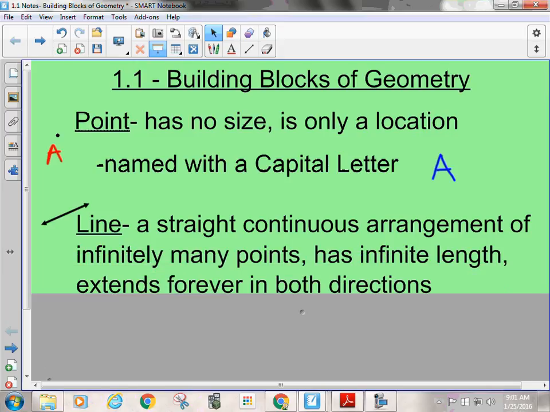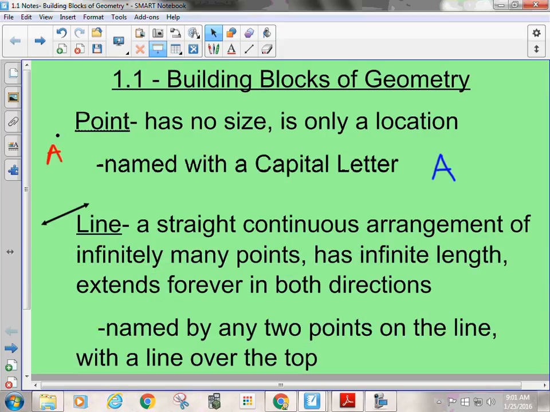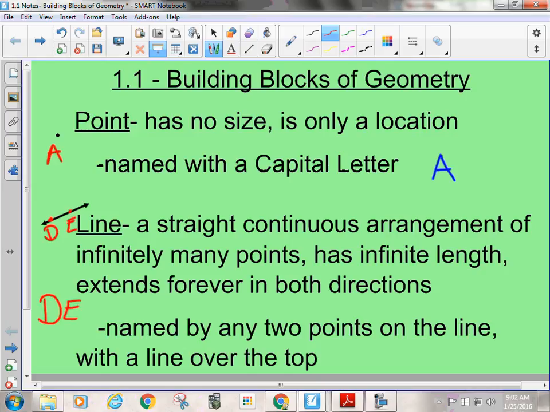All right, the next thing we're going to talk about is a line. It is a straight continuous arrangement of infinitely many points. It has infinite length and extends forever in both directions. That's why we always put arrows on each end of our line, because it continues on forever. It's named by any 2 points on the line with a line over the top. So for example, if my line here had 2 points D and E, I'm going to write that example out and label it as such.